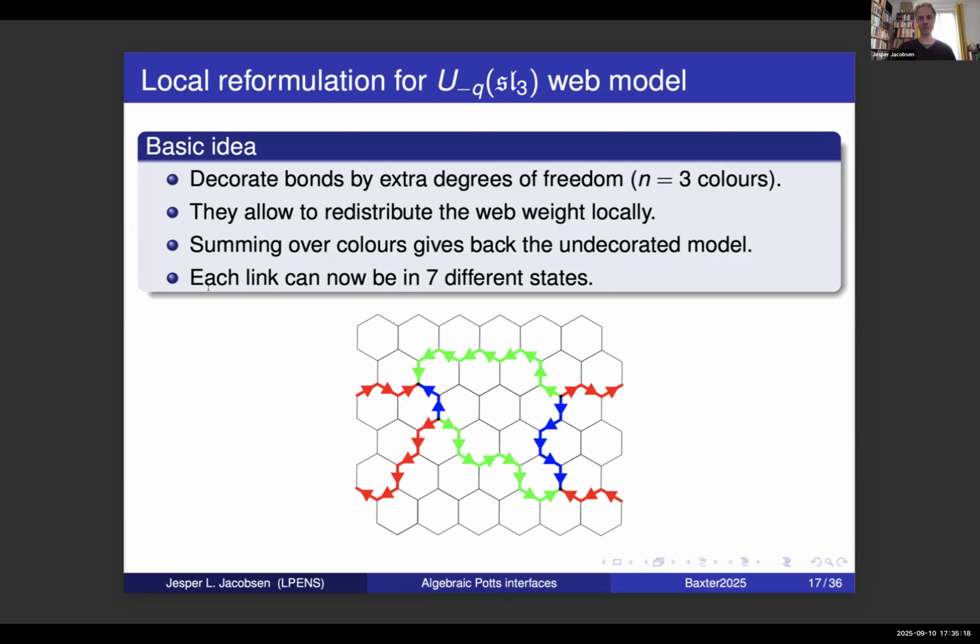The orientations now are linked to the U_q(sl_3) representations. And it can have one of three colors, which are the colors that I just introduced. So each link can now be in 7 different states. And the criterion to make this mapping work is that summing over the colors should give me back the undecorated model with the rules of Kuperberg.